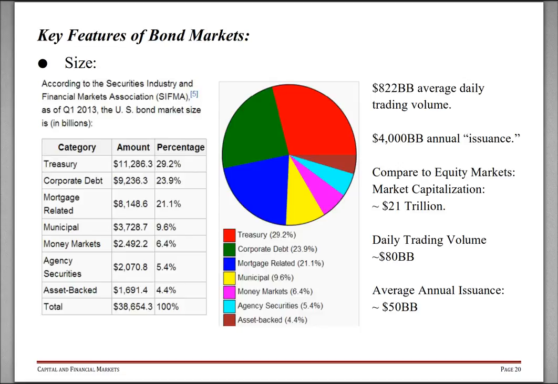Okay, bond markets, like equity markets, are big, and you can see there are a lot of different types of bonds. Treasury bonds, that's US government, corporate debt, mortgage-related bonds, municipal entities, government entities, et cetera. 822 billion average trading volume, about 10 times what we saw in the equity markets, about 4 trillion in annual issuance. What we saw with the equity markets was a market capitalization of 21 trillion, and when we total up everything in the bond markets, we get almost 39 trillion, so significantly bigger than the equity markets.